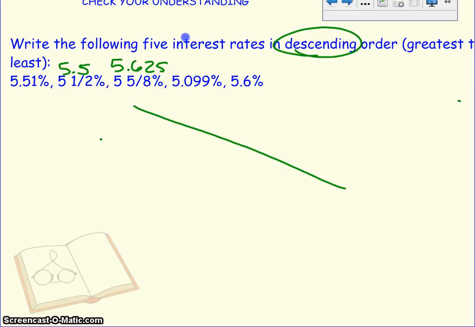So we're going to start with the 5.625, or the 5 5/8. Next we have 5.6. We have 5.51, 5.5, and finally 5.099. How'd you do?